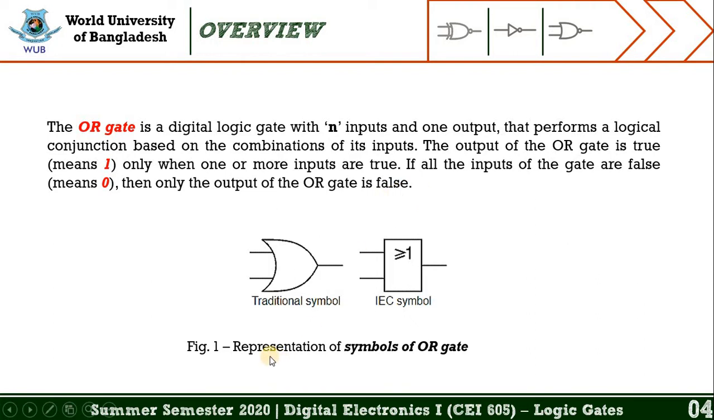Figure 1 represents the symbols of the OR gate, and you see two symbols represented in figure 1. One is the traditional symbol and the other one is the IC symbol.